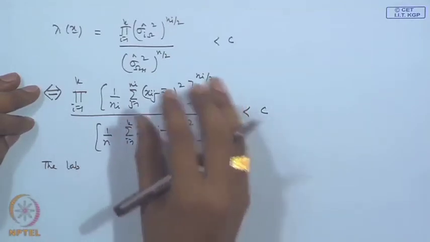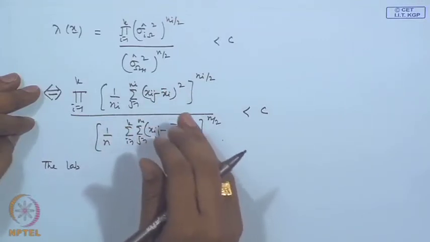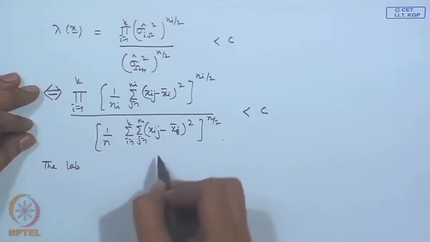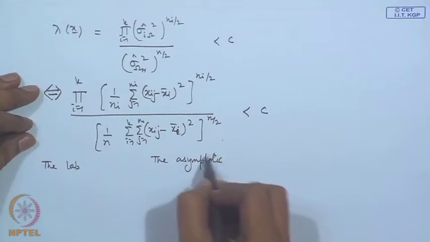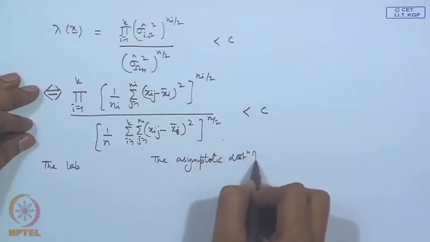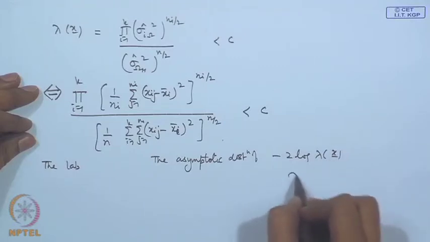The tables, actually the exact distribution of this is not so simple. However, it has been derived, but if we use the asymptotic distribution, that will become chi square on how many degrees of freedom, 2k minus k plus 1. So, if I consider the asymptotic distribution here of minus 2 log of lambda x, that is chi square on k minus 1 degrees of freedom.